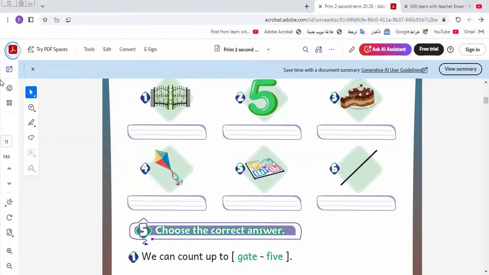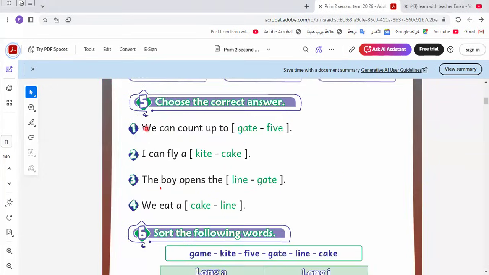So here, what is the word? Here is gate. Here is kite. And here is 5. So here I answer three words, and I will leave the rest for you to do by yourself. Okay. Let's go to another one.